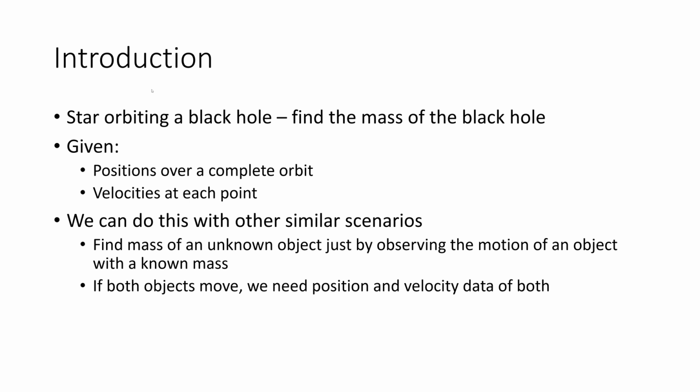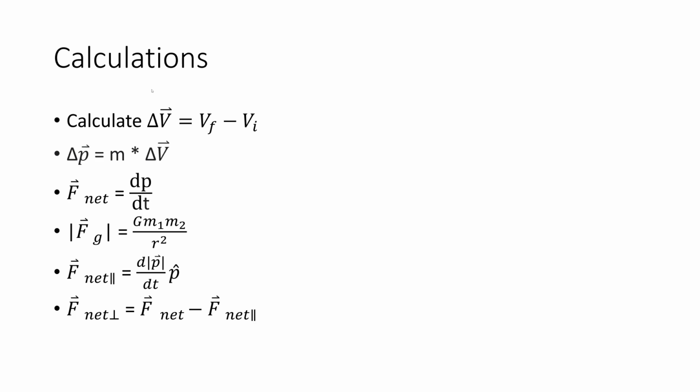To do this, we were given the positions of the star over a complete orbit and its velocity at each point. This is useful practice for us because we can find masses of other objects in similar scenarios, such as the discovery of a new black hole with objects orbiting it. If both objects are moving, then we will need the position and velocity data of both.